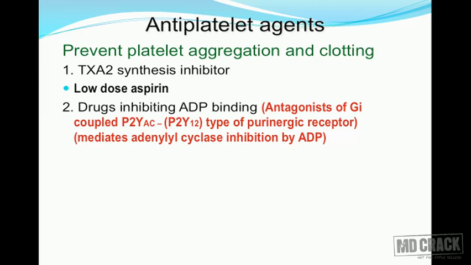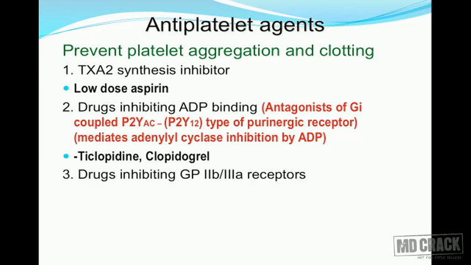So this is a purinergic receptor, it's a G protein coupled receptor, Gi protein coupled, and the subtype is P2Y12. And this mediates the adenyl cyclase inhibition by ADP. So this is the receptor, they block this receptor. So we are calling it drugs inhibiting ADP binding. You have ticlopidine and clopidogrel.